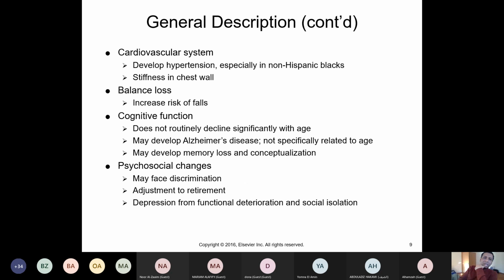Balance loss also, right? So again, they can't maintain their balance. If they can't maintain their balance, there's a high risk of falling. And if they fall, again, older people can break hips, bones, and arms. And again, that's a long recovery. So this is something else that you need to consider. Also, there's a decline in cognitive function.